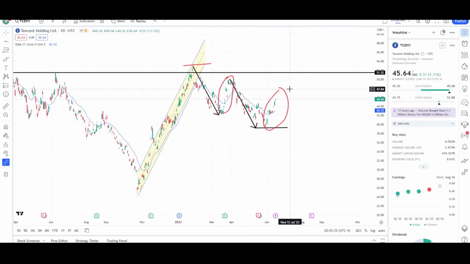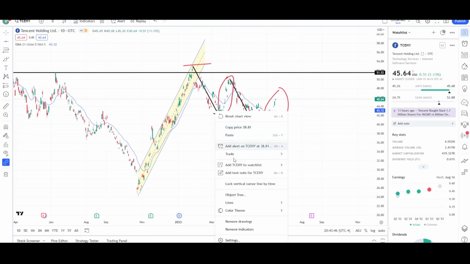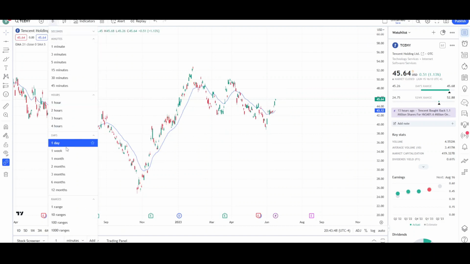We could find rejection from that potential channel and see lower prices. But I think after these two legs down and a huge impulse up, this looks to be the start of another large impulse up. So that's everything I see on the daily.